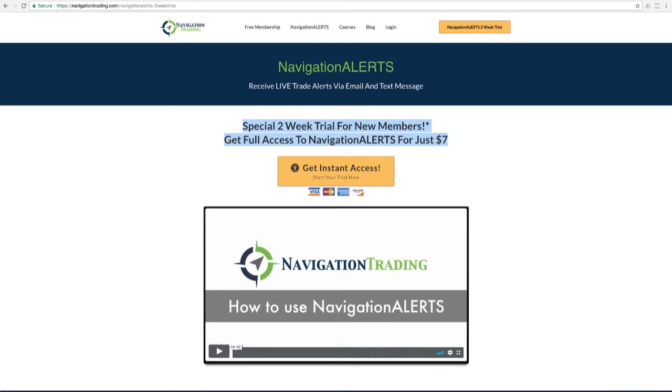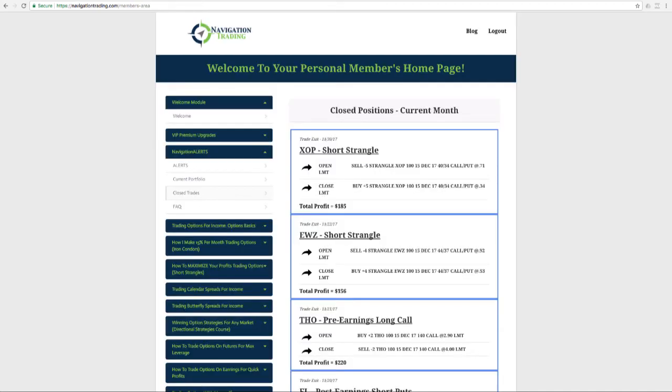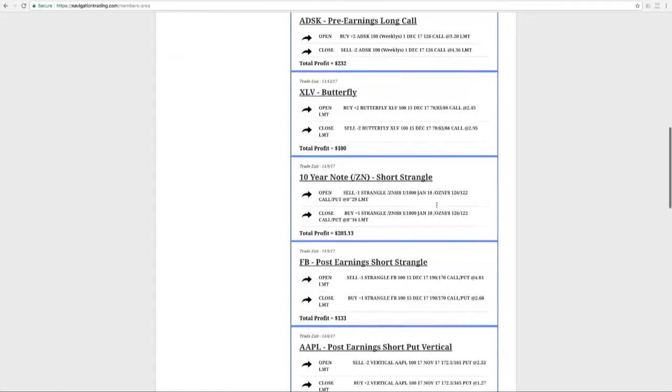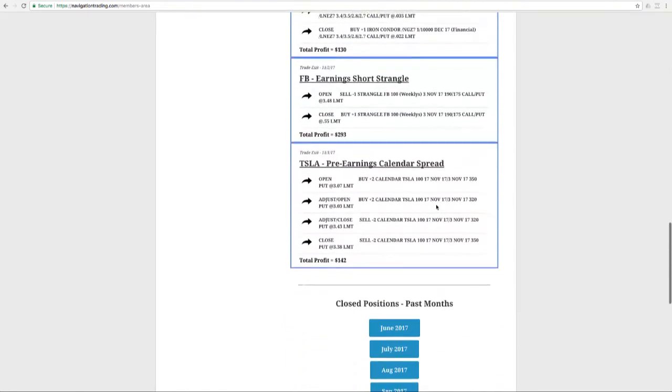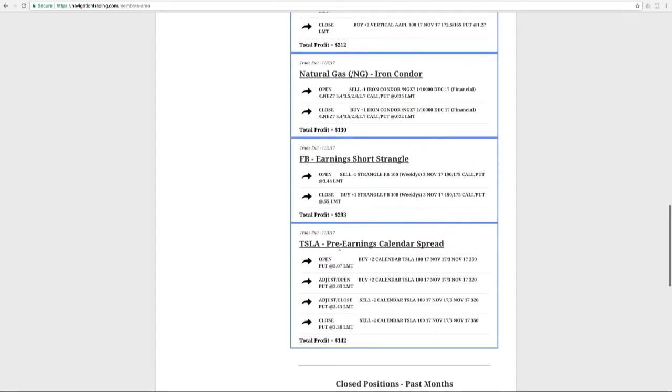For those who are already members, all the closed trades can be found in your personal members homepage. Just go to Navigation Alerts, click on Closed Trades, and let's go through the different trades that we made for the month of November. Starting with Tesla, we did a pre-earnings calendar spread.